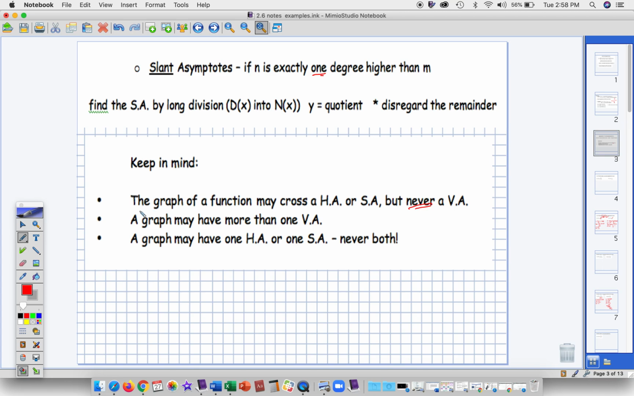So, things to keep in mind. The graph of a function may cross a horizontal or slant asymptote, and that would occur around the origin, if you're going to see that, not out at the extremes. But it will never cross a vertical asymptote. Remember, that comes from the zeros of the denominator. Those are the values that are not included in the domain. A graph can have numerous vertical asymptotes, but only one horizontal or one slant, and never both at the same time. Because remember, they depend upon the degrees of the numerator and denominator.